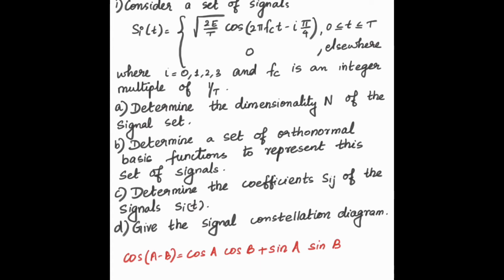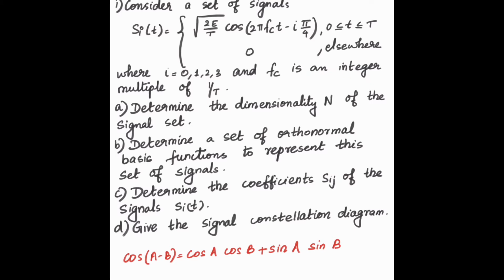Dear all, this video discusses a problem related to the Gram-Schmidt orthogonalization procedure. Consider a set of signals. The signal is given as Si of t equal to root of 2E by T into cos of 2 pi fct minus i into pi by 4 for the interval 0 to T, and it is equivalent to 0 elsewhere, and the value of i is given for 0 to 3. fc is an integer multiple of 1 by T.